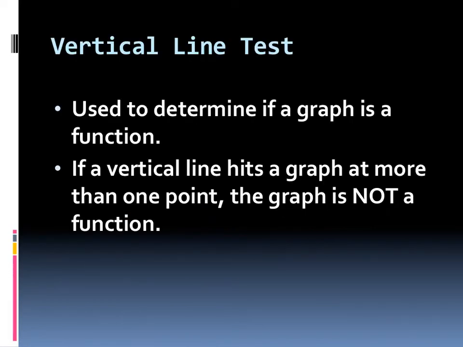In 1.2, we learned two ways to identify if something was a function. One was based on its points, and one was based on the equation. Now we're talking based on a graph. So you use the vertical line test to determine if the graph is a function. If the vertical line hits the graph at more than 1 point, then the graph is not a function.